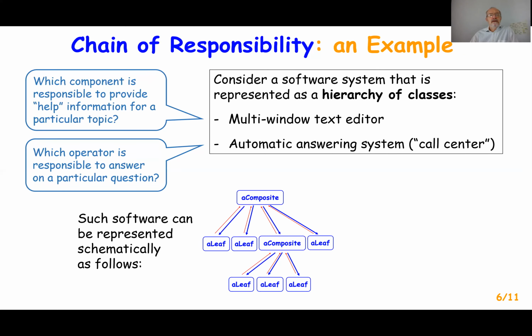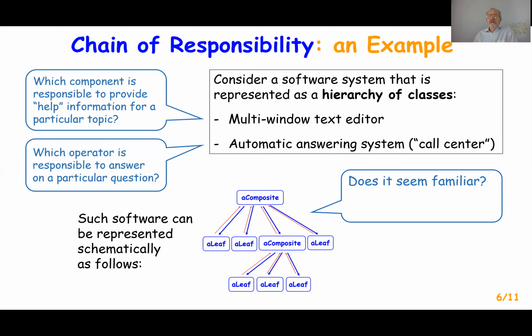Software, like the examples above, a text editor, an answering system, and many others, is organized as shown in the picture. Such software can be represented schematically as a hierarchy of classes, I would say. Look carefully at this picture. Does it seem familiar to you?